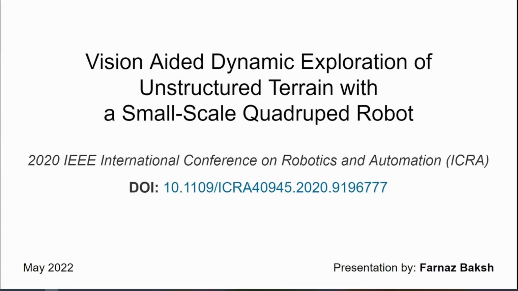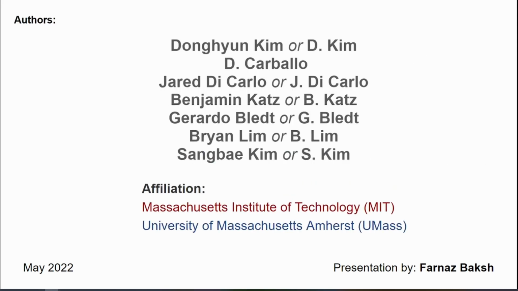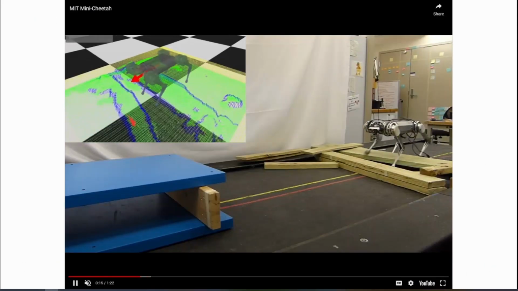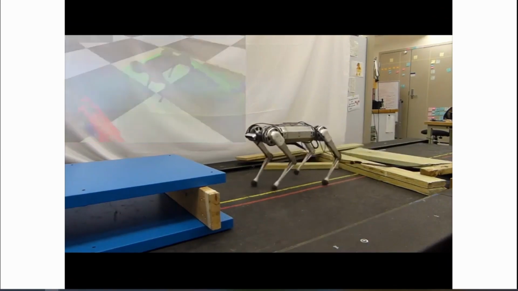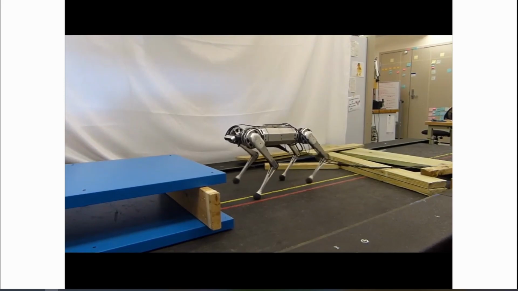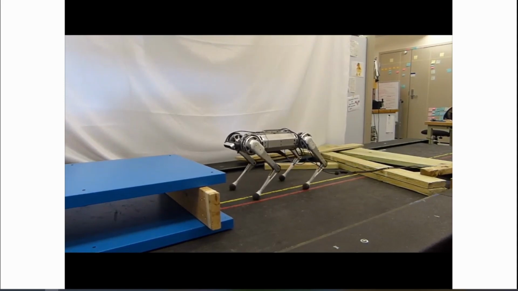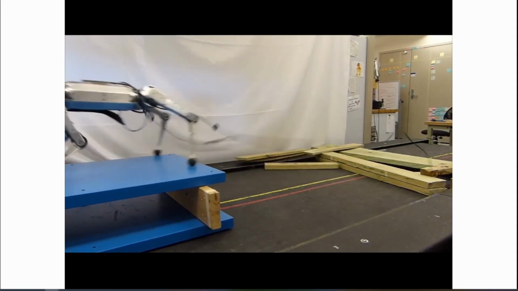Vision-aided dynamic exploration of unstructured terrain with a small-scale quadruped robot. Our list of authors, many of whom are affiliated with MIT and UMass, explored how effective sensor integration, dynamic locomotion, and jumping can be integrated in a small quadruped robot. In this paper, they outline the difficulties of legged and small robots, such as space limitation with sensor placement.